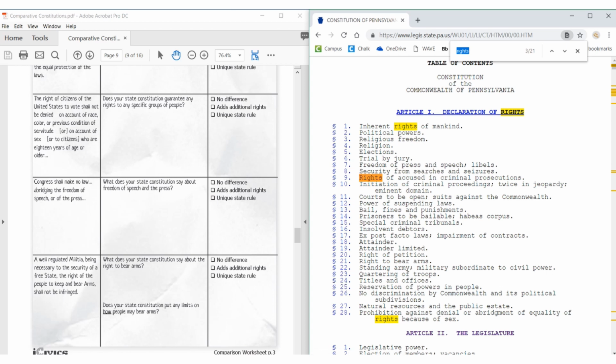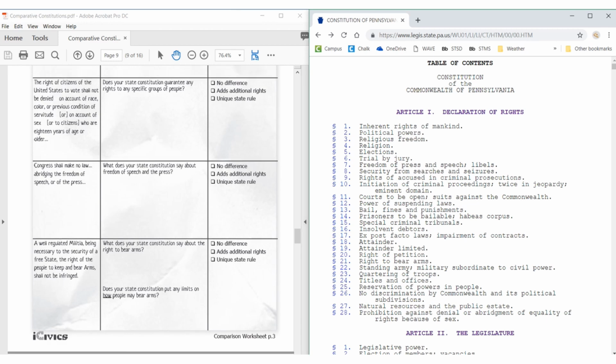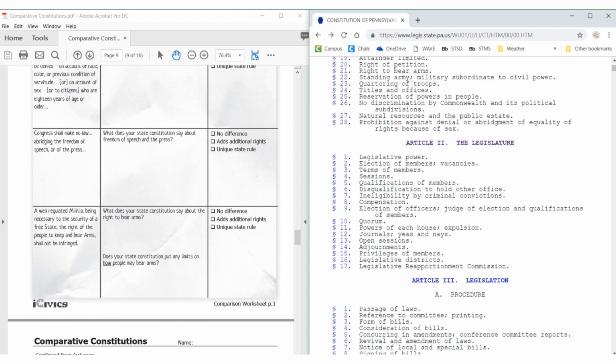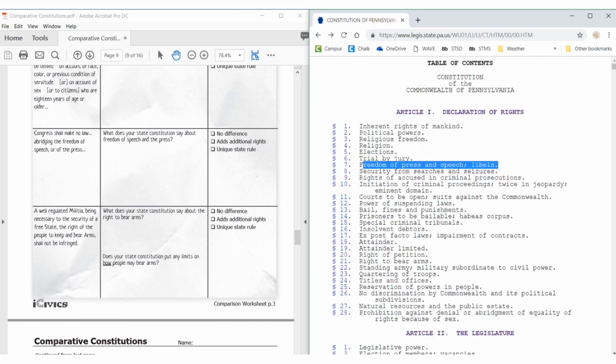So we have in our Article 1 the Declaration of Rights. So we have the inherent rights of mankind, political power. Oh no, go back. I'm just checking to see if there's anything about voting in here, and I really don't see a whole lot in here. Next one is Congress shall make no law abridging the freedom of speech or freedom of press. So let's see about freedom of speech and freedom of the press. Well, we see right here, freedom of the press and speech. So I would say we're going to be pretty similar there.